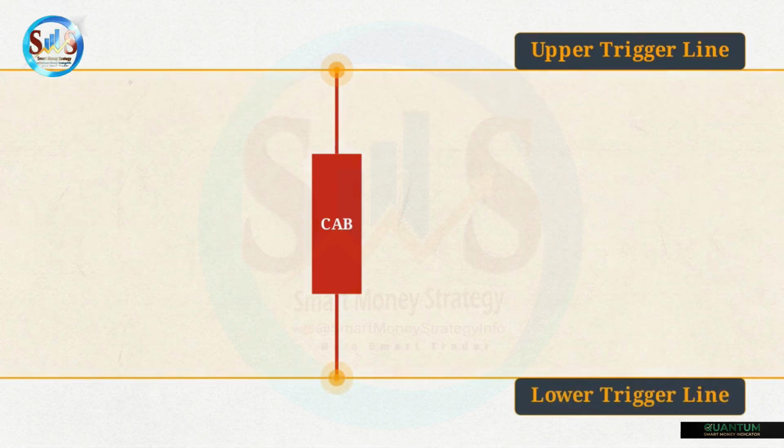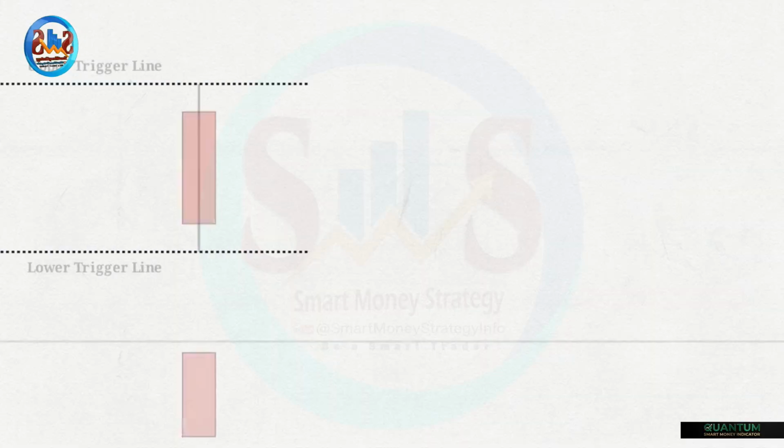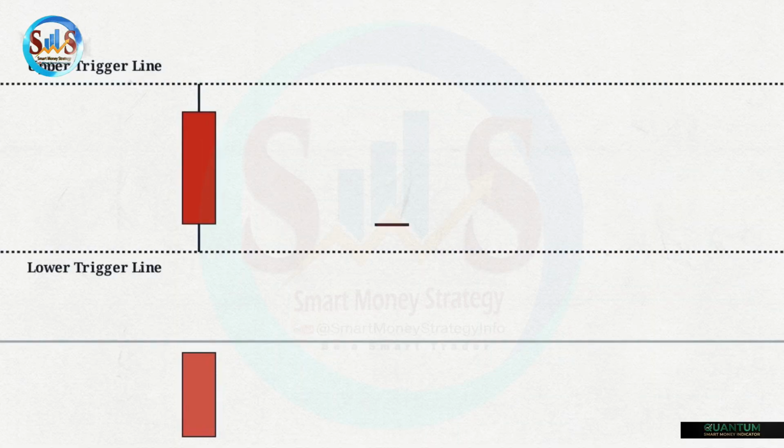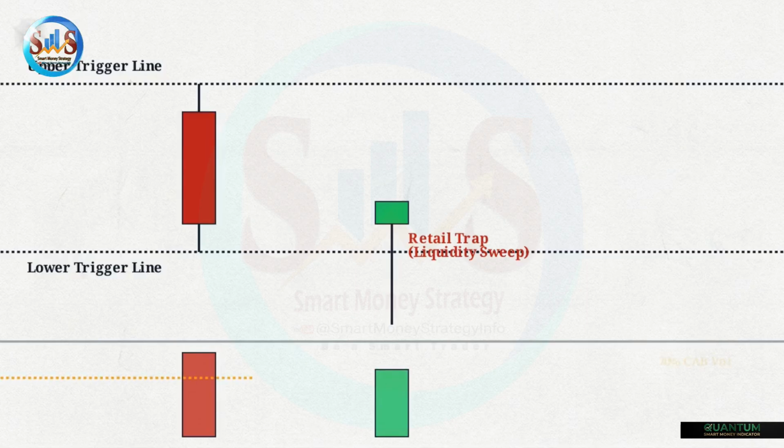Pinpoint the absolute high of the CAB candle, ensuring you include the very tip of the upper wick. Use your horizontal line tool to mark this peak. This is your upper trigger line. Now, repeat the process at the absolute lowest point of the candle's wick to establish the lower trigger line. We now have a contained channel. The price action that follows will dictate whether the setup is ready for entry.